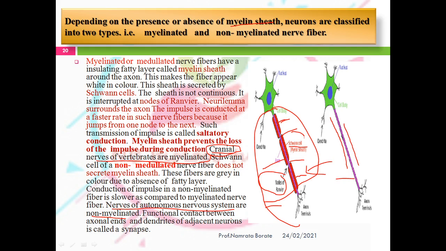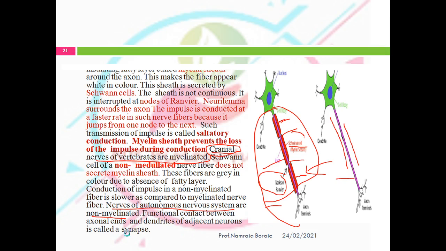Functional contact between the axonal end and the dendrites of the adjacent neuron. The space which is present between two adjacent neurons, that is, between the dendrites and the telodendron, is called the synapse.